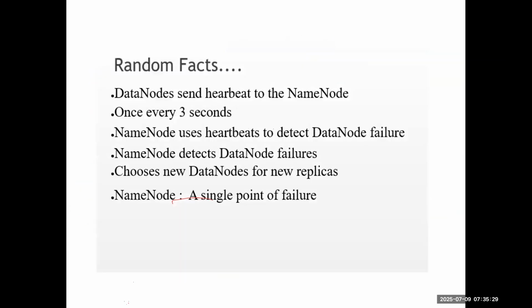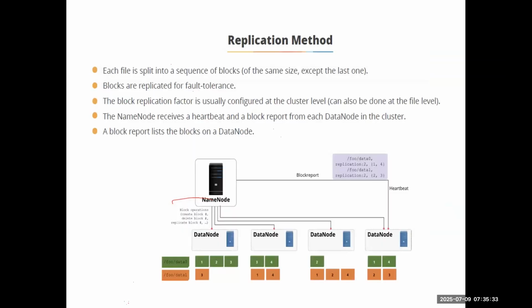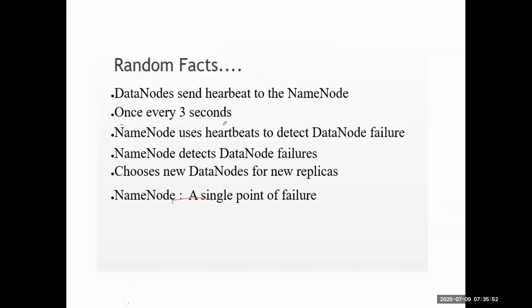Okay, one more thing. Here, this is the name node and these are the data nodes. How will the name node understand that a data node has failed or something happened to it? Actually, the data node will keep sending a heartbeat to the name node every 3 seconds.